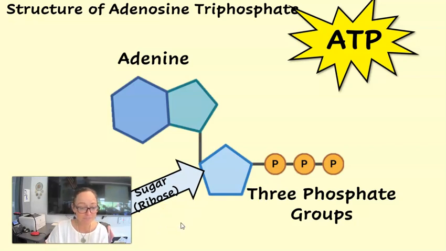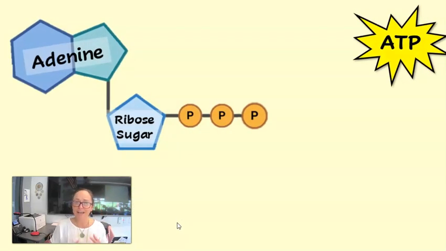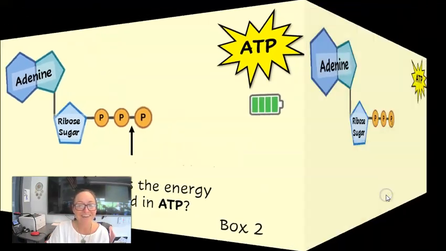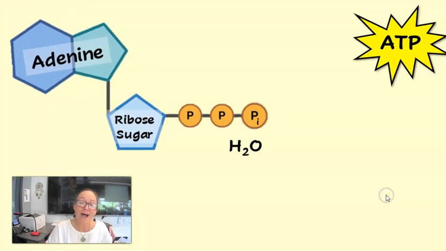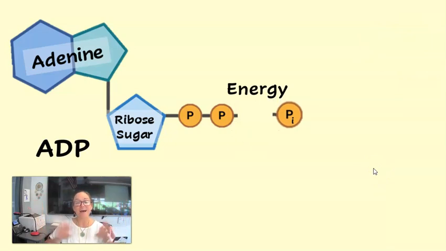Tri means 3. So when we look at this, how is this an energy molecule? How does it store or release energy? Well, the energy is stored between the 2nd and the 3rd phosphate groups in that bond. This is like a fully charged battery. Now, hydrolyze means to add water to break bonds. So when ATP is hydrolyzed, we break off that 3rd phosphate and the energy is released. That's where the energy comes from for powering different functions within the cell.